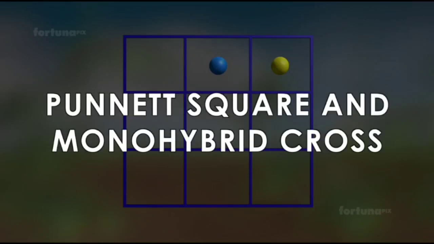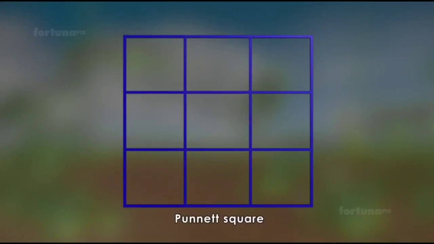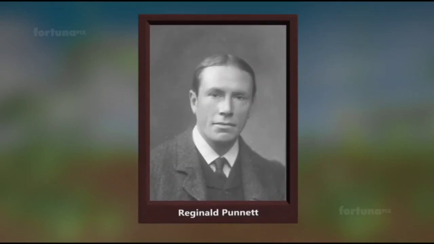Punnett square and monohybrid cross. The Punnett square is a graphical method named after its inventor, British geneticist Reginald Punnett. It is a widely used way of easily visualizing the variety of gamete combinations in breeding experiments.